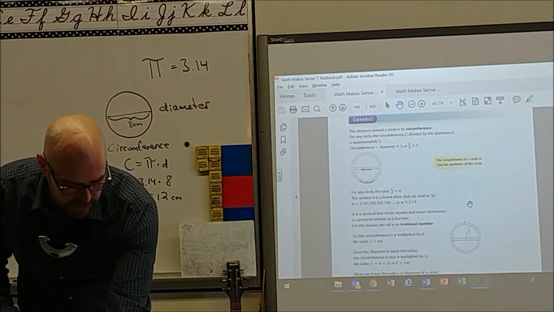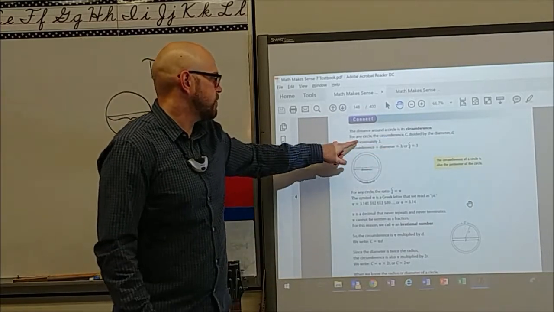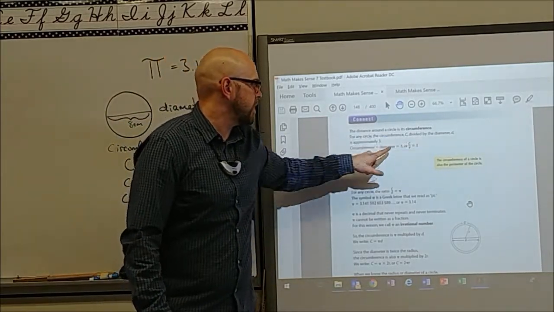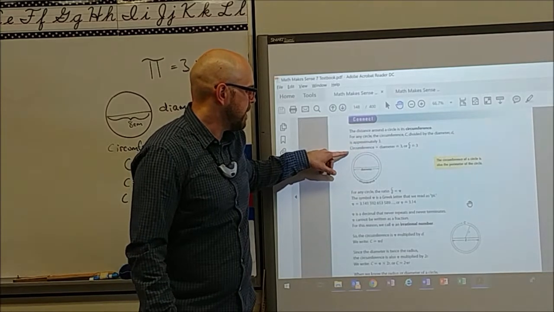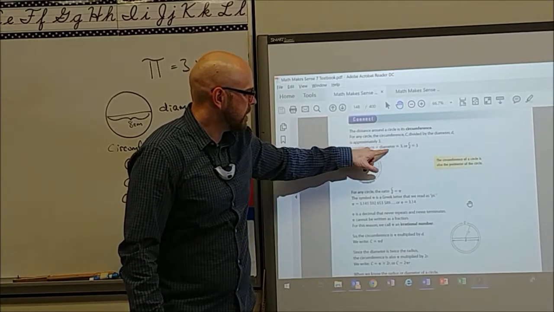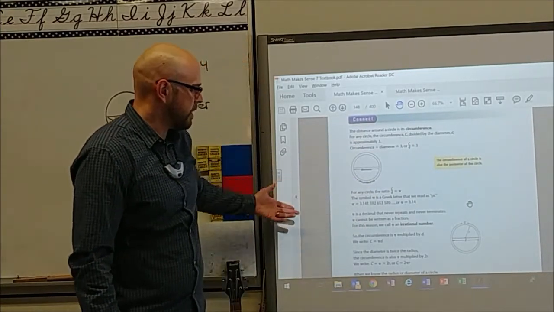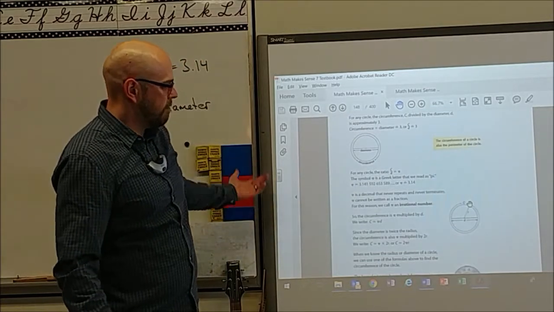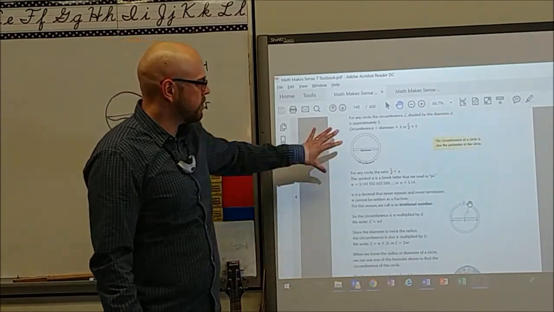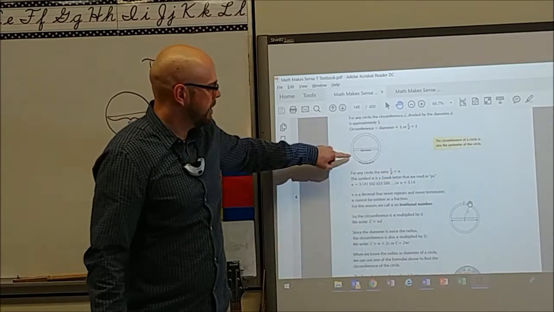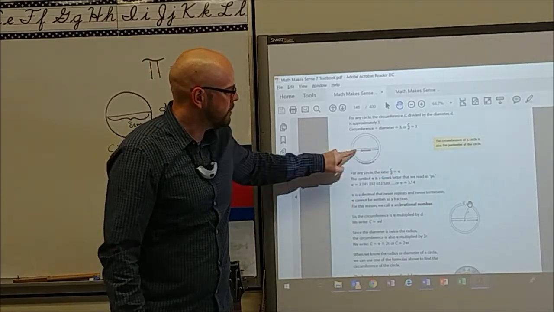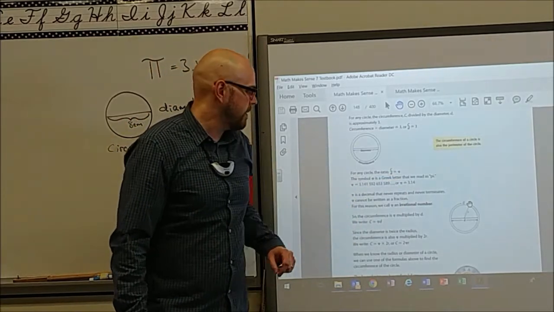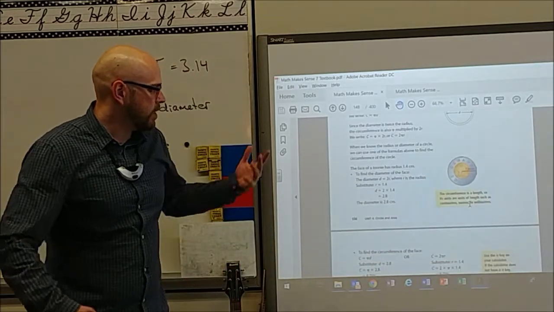So this says the distance around the circle is its circumference. For any circle, the circumference divided by the diameter is approximately 3.14, which is pi. So what they're talking about here is what I told you: circumference is just a little more than 3 times the diameter. And then it says, well, let's measure one.